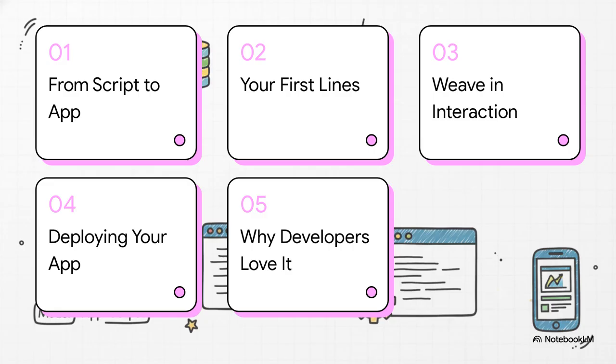So, here's our game plan for this explainer. First, we're going to see how Streamlit turns a simple script into a full-on app. Then, we'll get our hands dirty with a little code, see how easy it is to weave in some cool interactivity, and figure out how to share our masterpiece with the world. We'll wrap things up by looking at why the developer community is just so hyped about this.